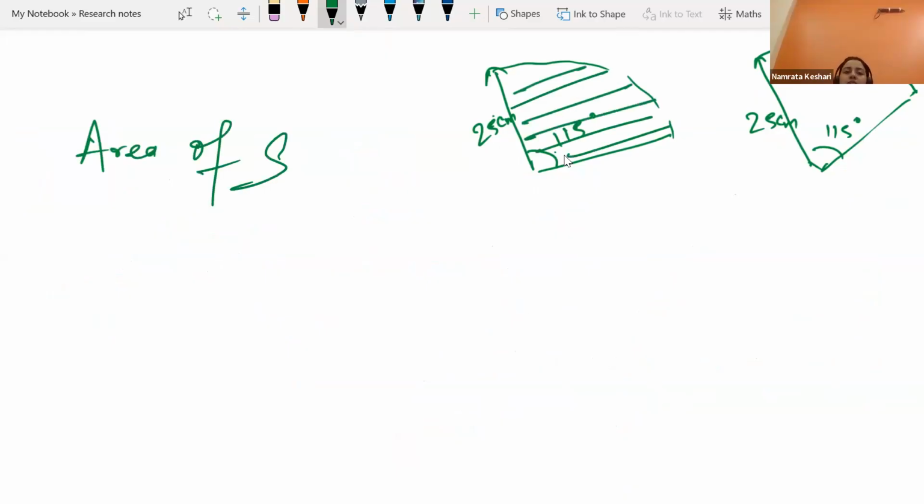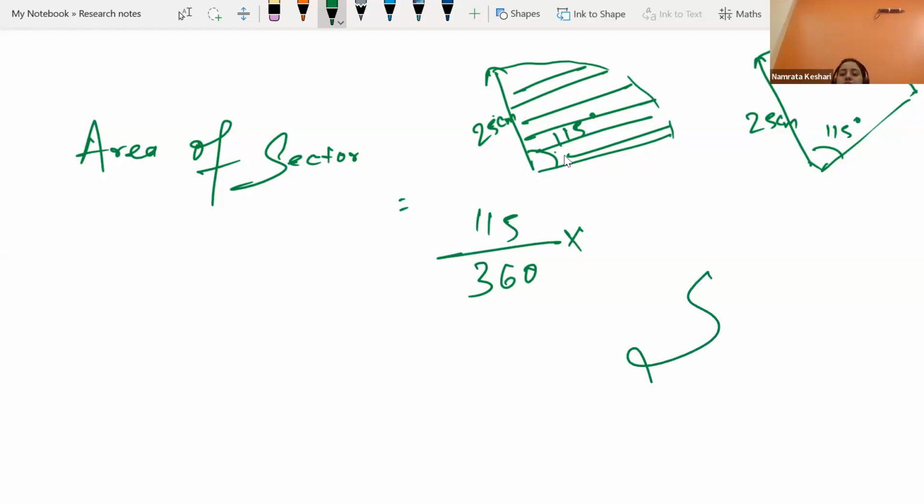Okay, the area of the sector will be found by using the formula theta by 360 into pi r square. That is the formula for finding the area of the sector. Okay, we are using the formula here. Theta is given, 360. We are taking pi. We'll put the value, r is 25 centimeter.